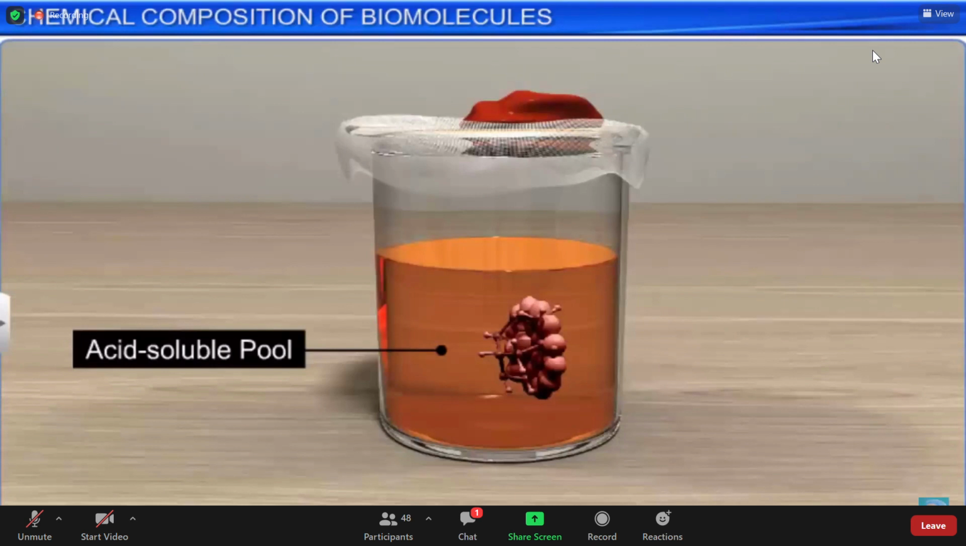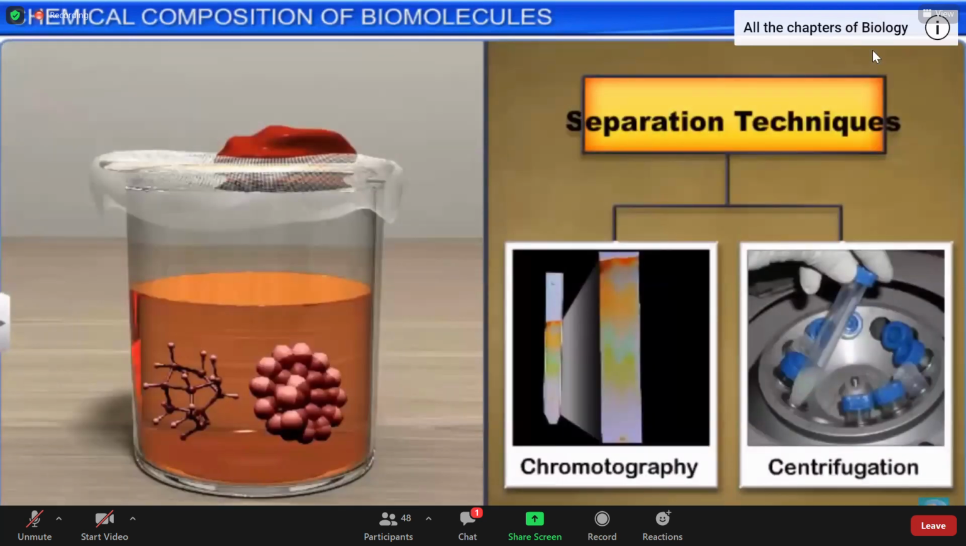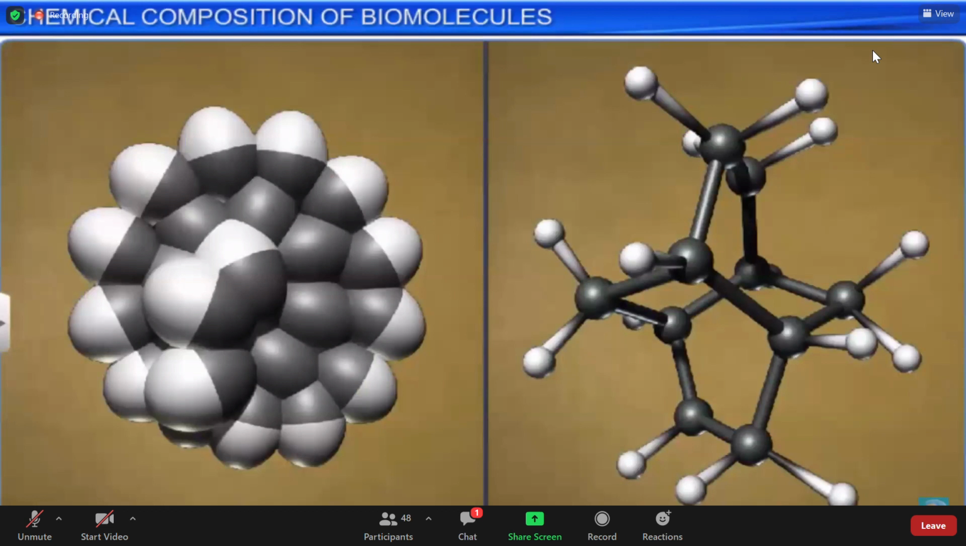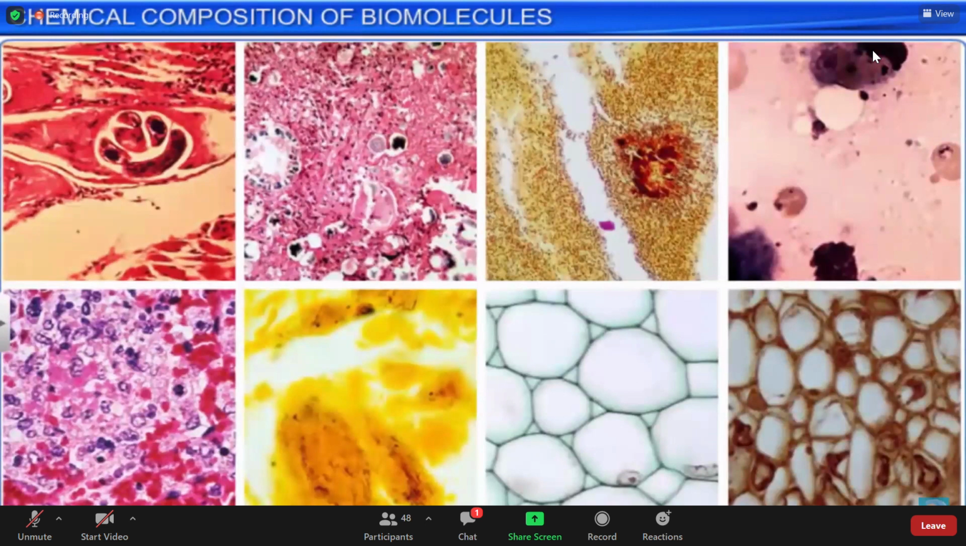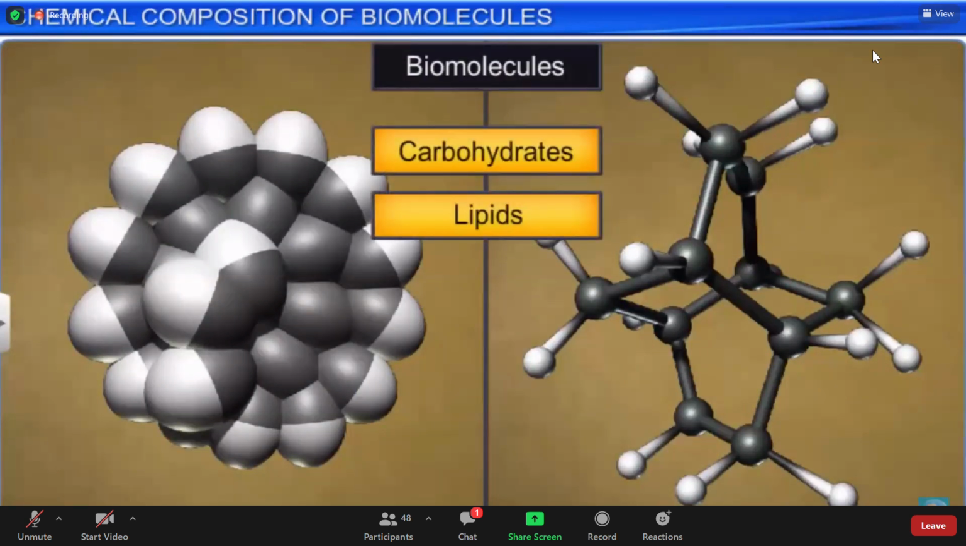Once a compound has been extracted, the next stage is to separate one compound from the others using separation techniques such as chromatography and centrifugation. Thereafter, various analytical techniques are used to identify the molecular formula and the structure of the compound. All the carbon compounds we derive from living tissues are called biomolecules, for example carbohydrates, lipids, amino acids, water, and nucleic acids.